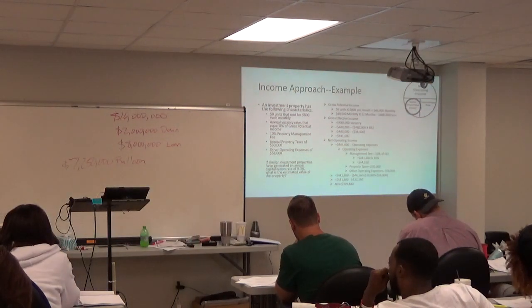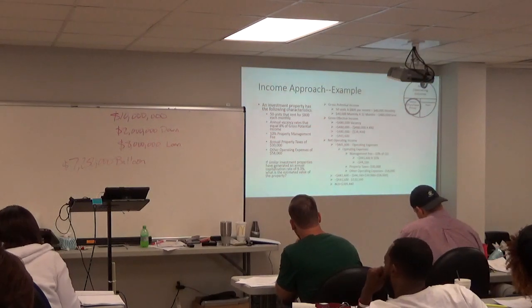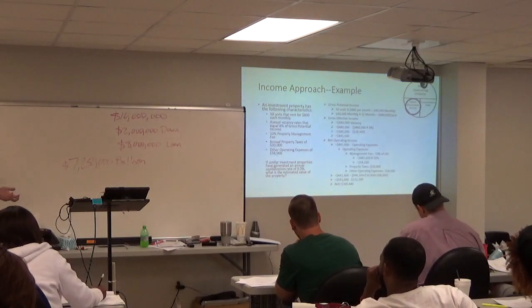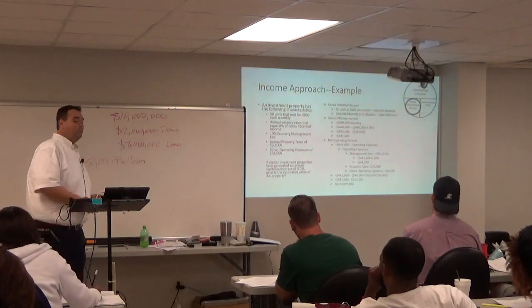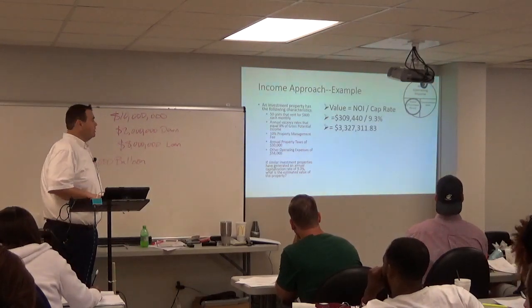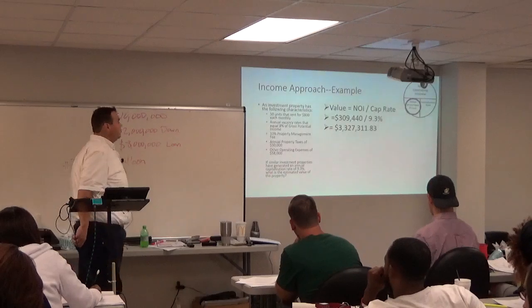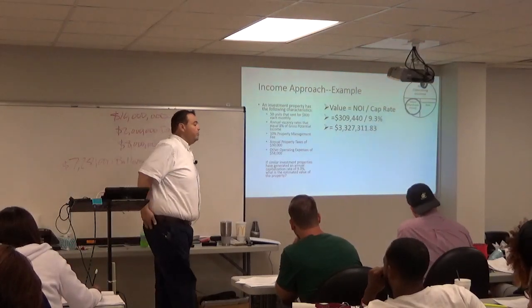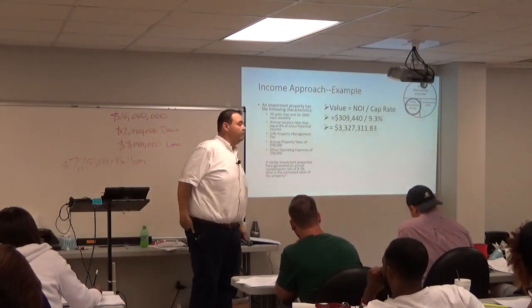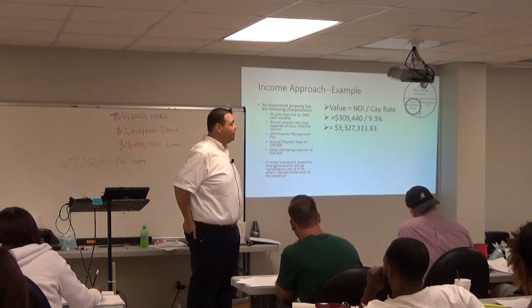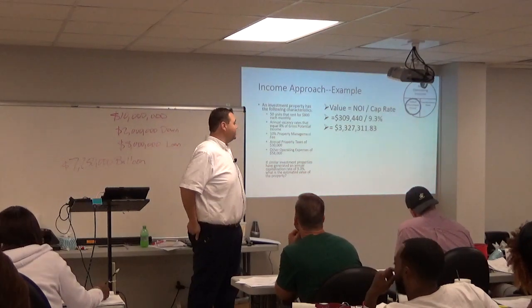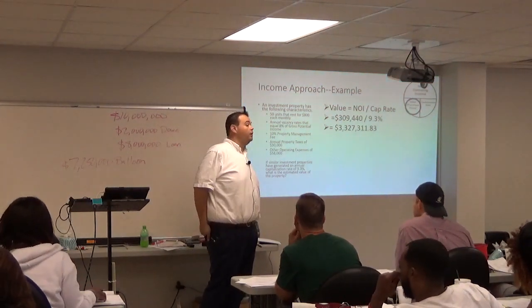Once we know the NOI, did they give us the cap rate? Yes. So we have the NOI, we have the cap rate. Can we calculate the value of that property? Absolutely, we can. We can just divide them, plug it in. So that's $309,440 divided by 9.3%. The value of that property is $3,327,311 and some change.